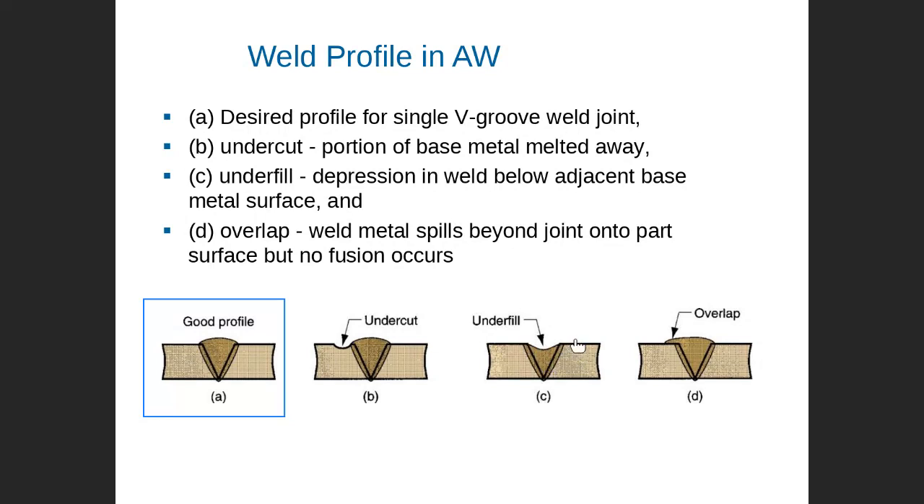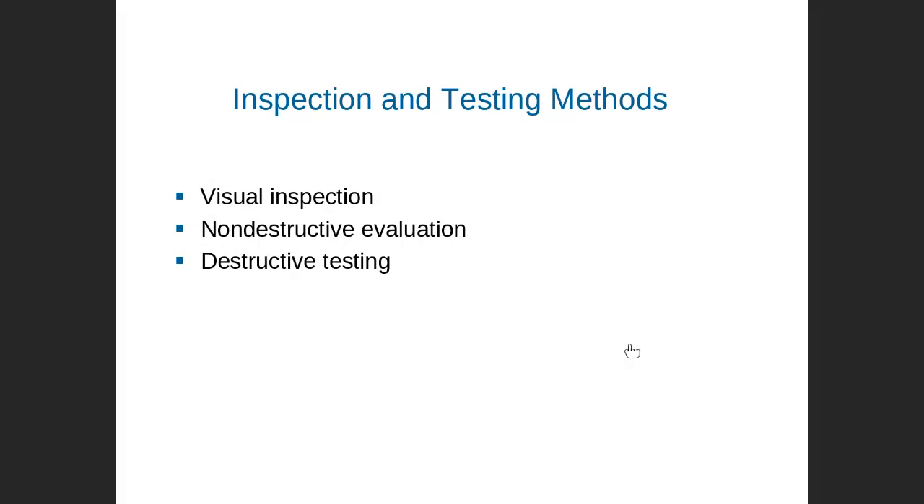If filler is added here, he can avoid underfill. Undercut is when a certain part of the workpiece evaporated somehow due to the welding. We should carefully design a weld to avoid having these different types of defect. This one is a good profile that is required. This is a defect in a welding.